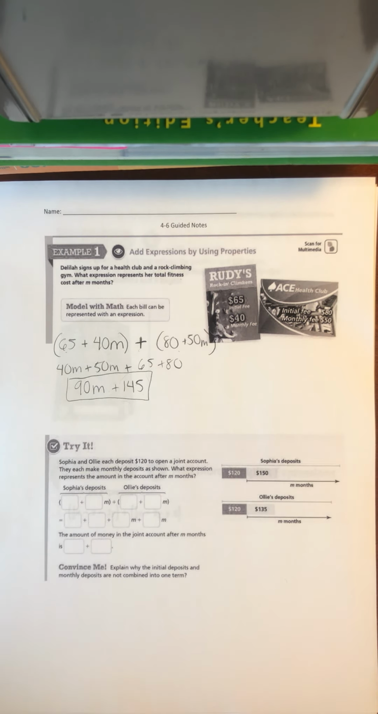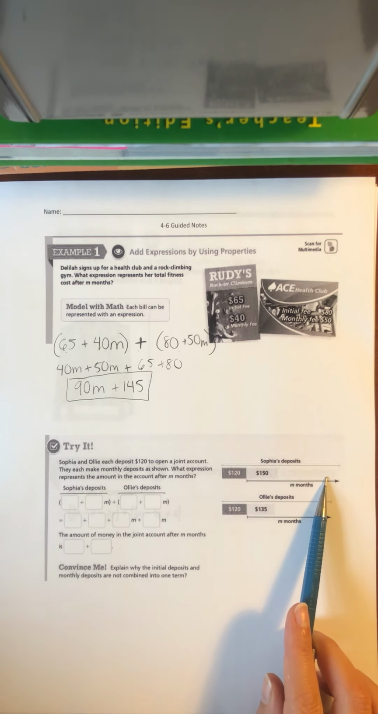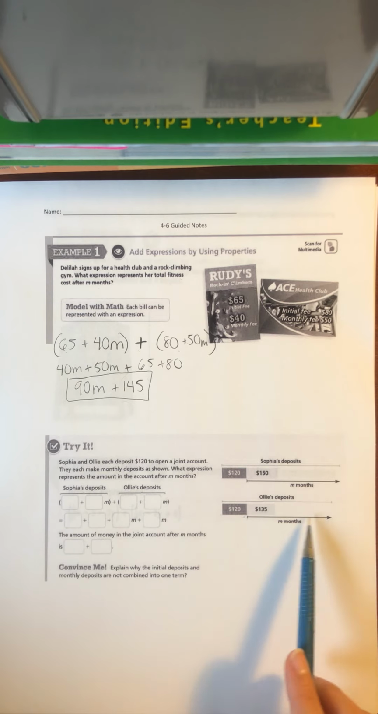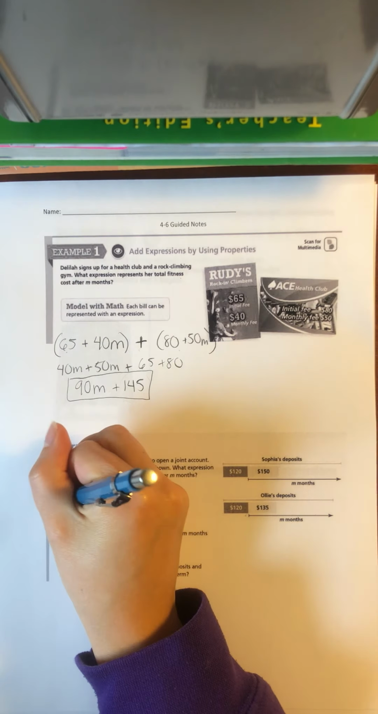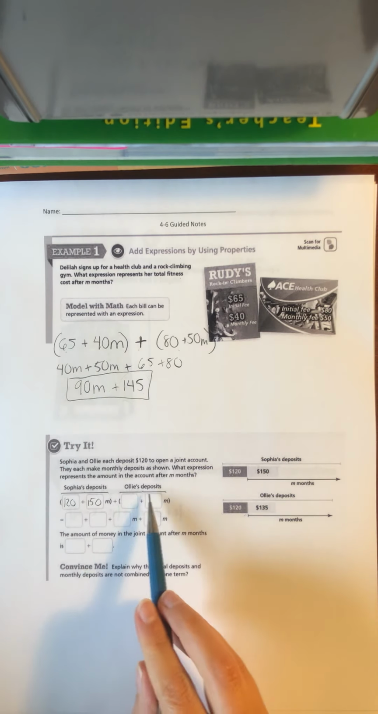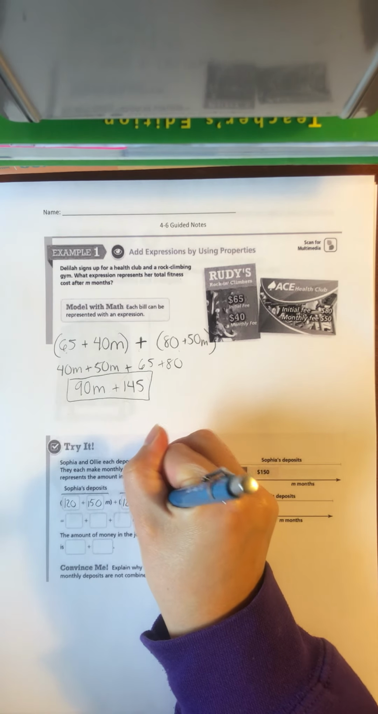Next, Sophia and Ollie each deposit $120 to open a joint account. They each make monthly deposits as shown. What expression represents the amount in the account after M months? So Sophia's deposit, she initially deposits $120 and then it's $150 per month. And then for Ollie, it's an initial deposit of $120 and then $135 per month. So for Sophia, it's $120 plus $150 per month. And for Ollie, it's $120 plus $135 per month.